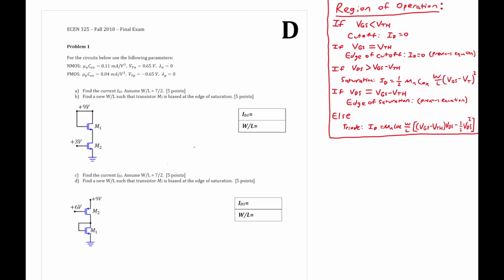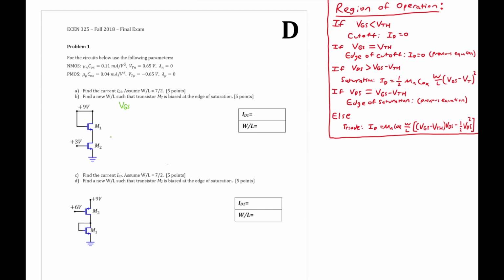Okay, for this next problem, we are trying to find the current ID1 and the value of W over L. So, in order to find ID1 for part A, we first need to determine the region of operation, like we have done previously. This means we need to find our VGS value to first figure out if we are in the cutoff region.